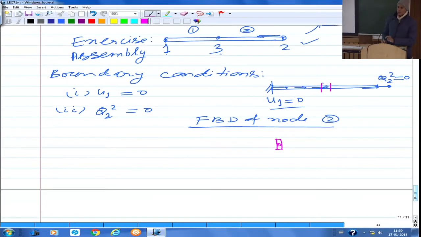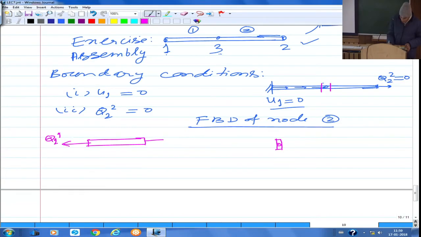Yes, what are the forces? If you look at the first element, I had drawn for a general case the free body diagram of the element. The first element, this is here Q1 1, and this is here Q2 1, and of course it had a distributed force here. This is for the first element.